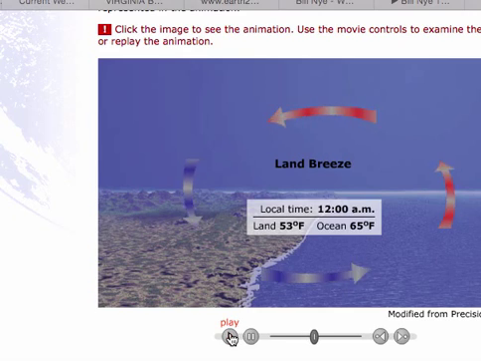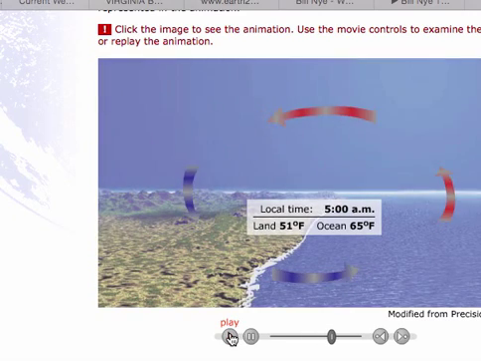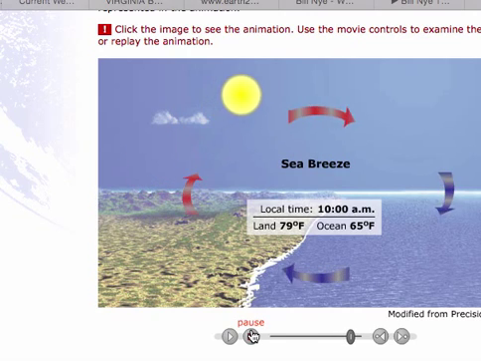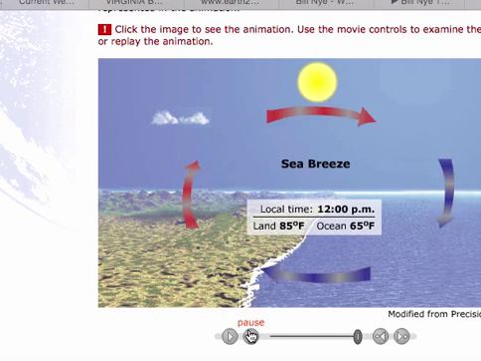If we continue, then we take it back to 12 p.m. The land's 85 degrees, the ocean's 65 degrees. Again, the higher temperature, remember we said before, warm air rises. So if warm air is rising, it's creating a low pressure. Cold air sinks. The colder temperature is going to be a high pressure. So this is my high pressure here on the ocean side. So it's going to blow towards the land. This is a sea breeze. Again, remember, it goes the direction it's blowing. If it's blowing from the sea, it's a sea breeze. If it's blowing from the land, it's a land breeze.